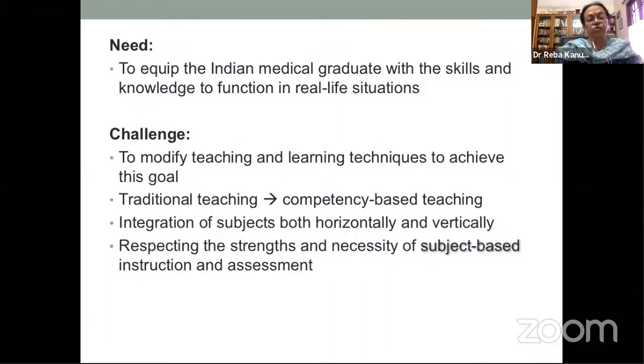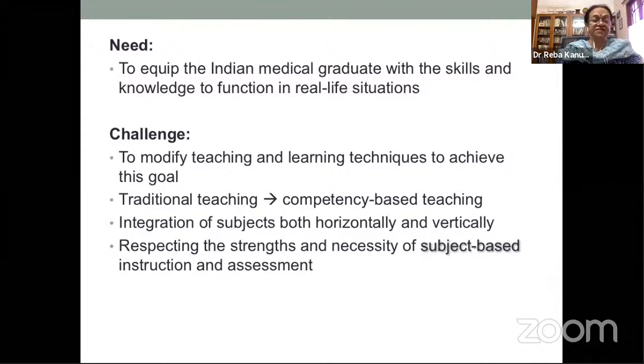So what is the need to change the guideline? It was basically felt to equip the Indian medical graduate with the skills and knowledge to function in real life situations. Perhaps the microbiology that we were teaching was not getting them to actually apply it. I still remember a couple of my students whom, when I asked them, what do you remember of microbiology? They would always say that, we were shown some colored tubes and we were told that this is E. coli, that is Klebsiella. So, well, that was not what we really wanted, did we?